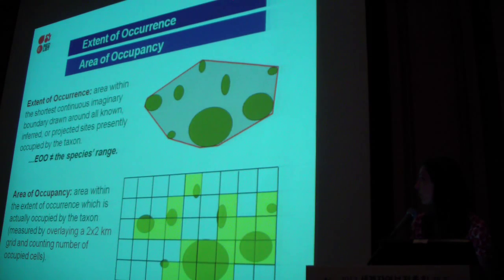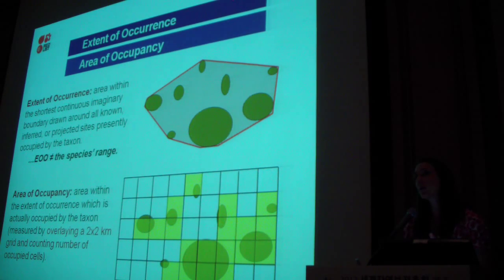There's a very specific way that we measure this, and that's by laying a 2 by 2 kilometer grid over a species, basically over the species distribution map, and then counting the number of grid cells that are occupied by the species range.